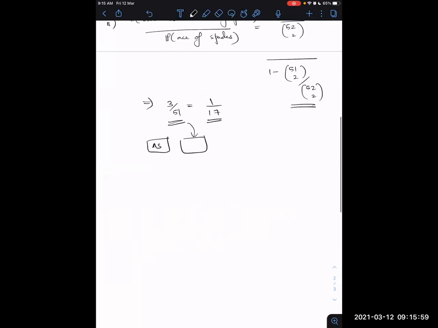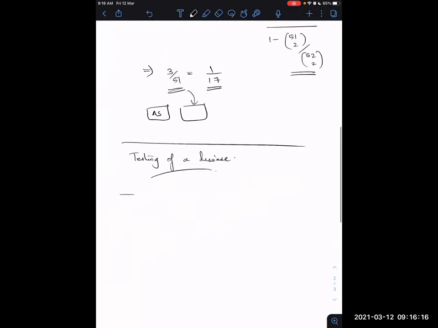Now, what we're going to see now is a classic example where people confuse conditional probability. It's in the testing of a disease, which is very relevant during these times. So what am I going to say here? We have a disease.